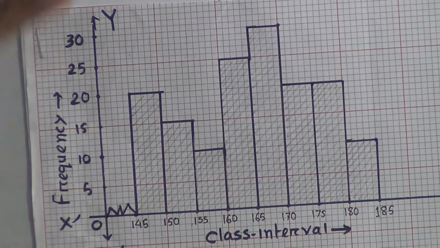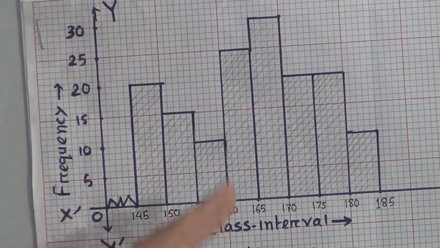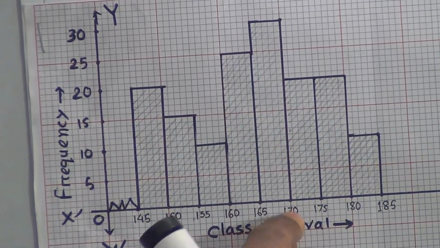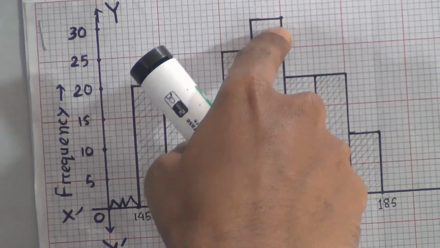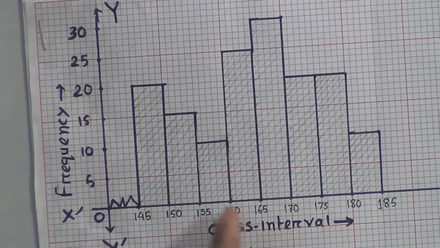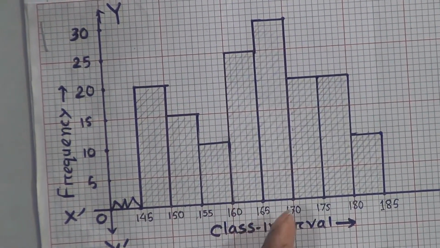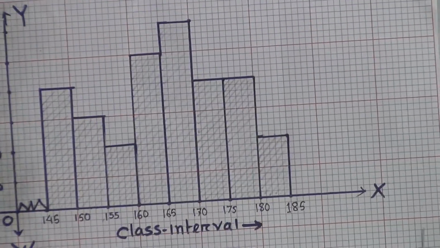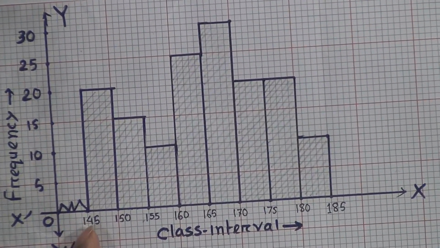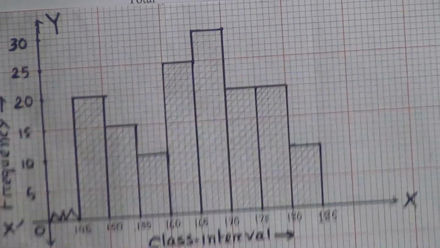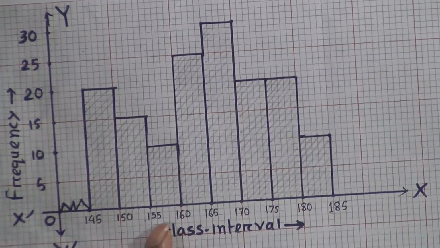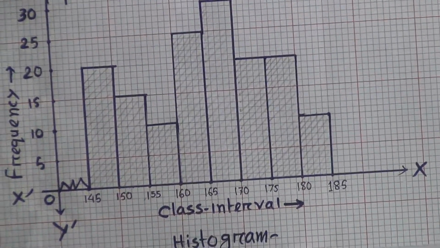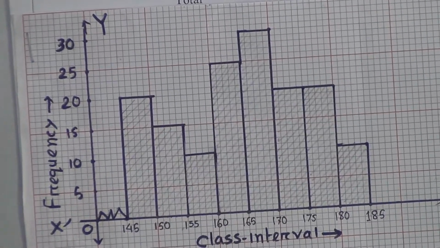You see, this is the highest number of students, because there are 6 students included in the 165 to 170 class interval. There are 6 students. And look, 145 to 150, how many? 4 students. 150 to 155, how many? 3 students. Dear student, you see properly.